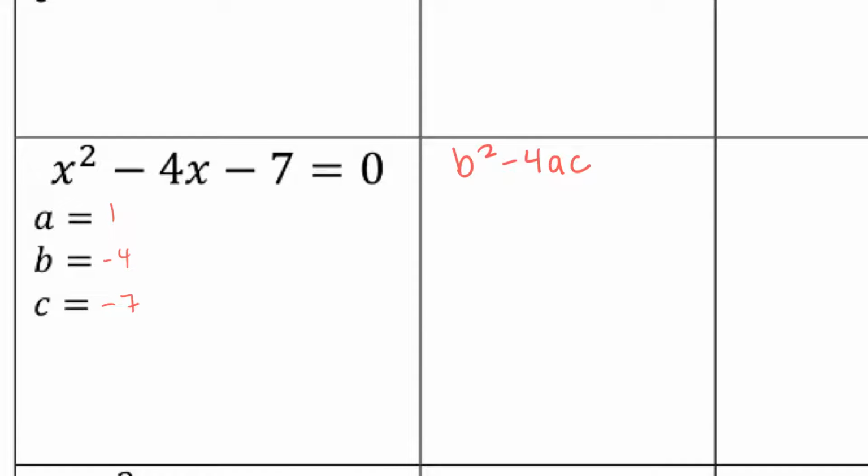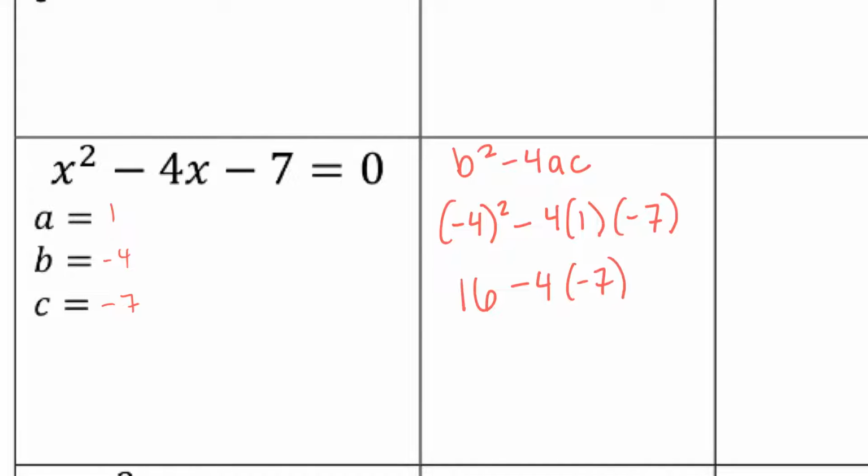So b is -4, so I'm going to put -4 squared minus 4 times 1 times -7. And -4 squared gives me positive 16. -4 times positive 1 gives me -4. Times -7 is my next step. So -4 times -7 is positive 28. So 16 plus 28, I'm going to have a positive answer. So I get 44.